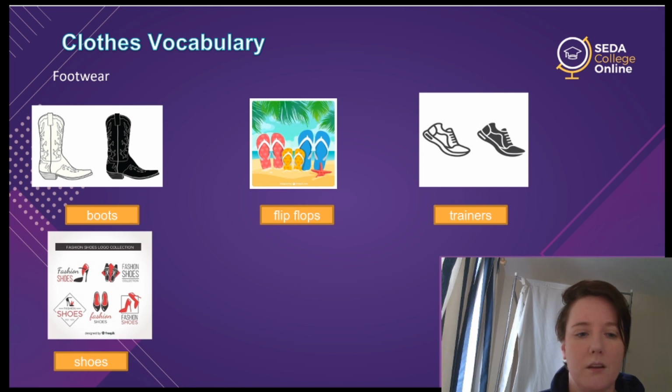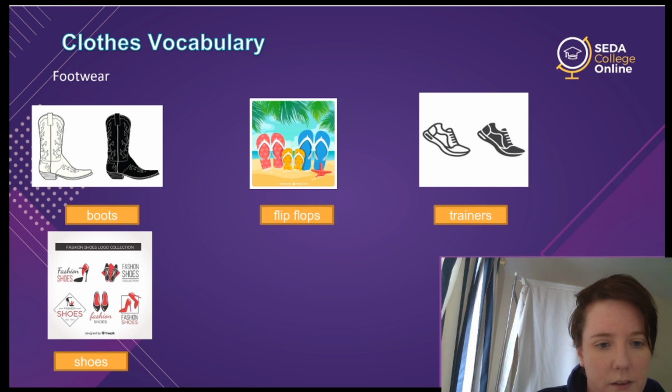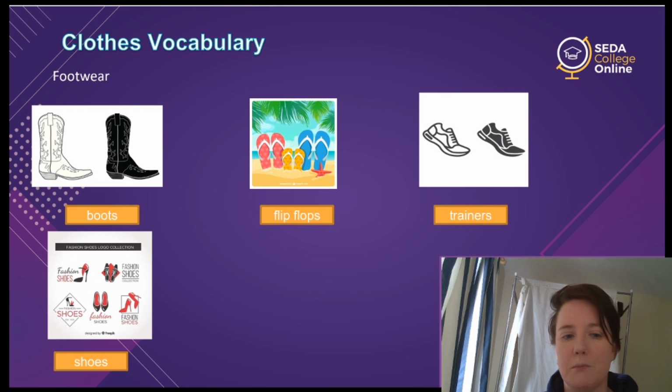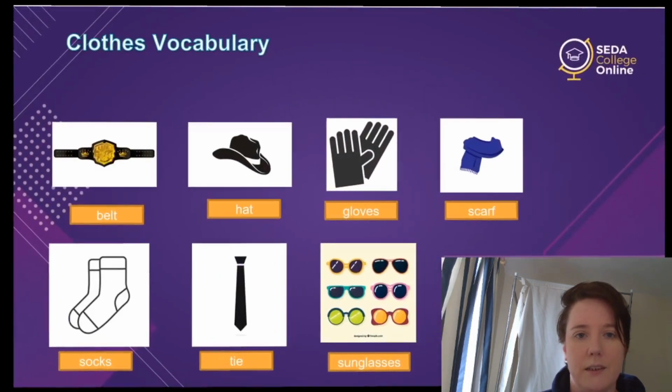So, and then the last one are shoes, okay? I think there's maybe men's shoes there, but most of them are women's shoes. But yeah, shoes are for men as well, okay? And same with the first one. Men can wear boots, men can wear flip-flops and trainers. So they're all unisex. Let's go on to the next.